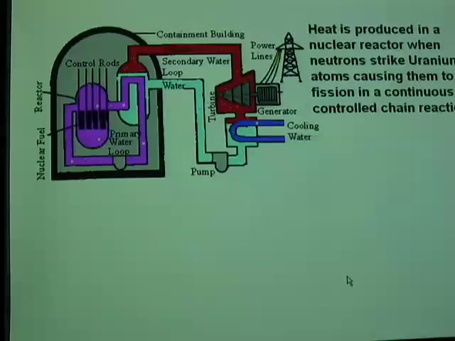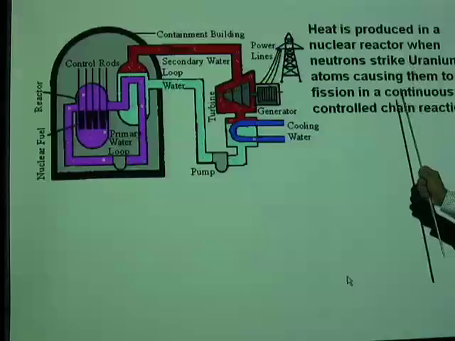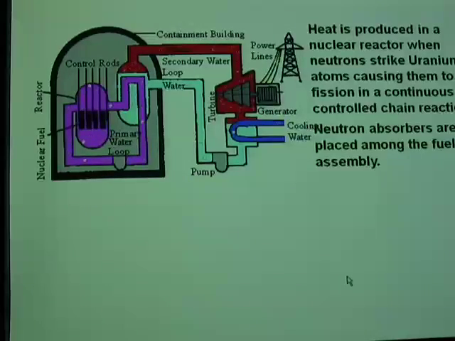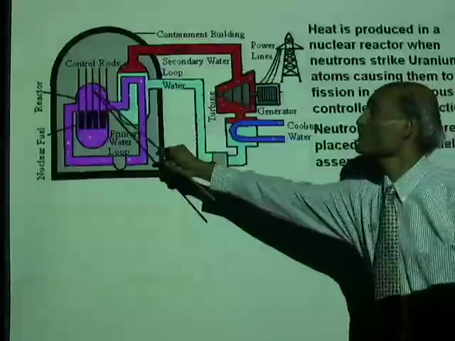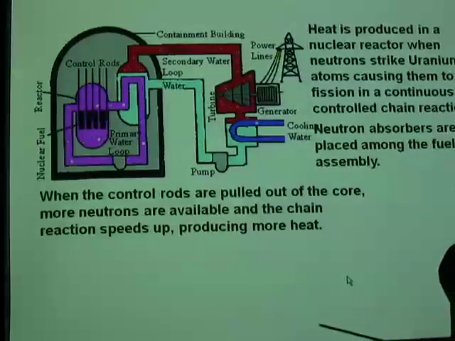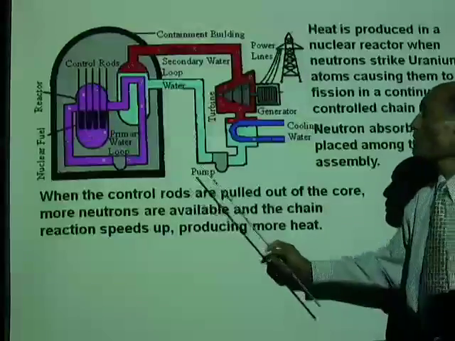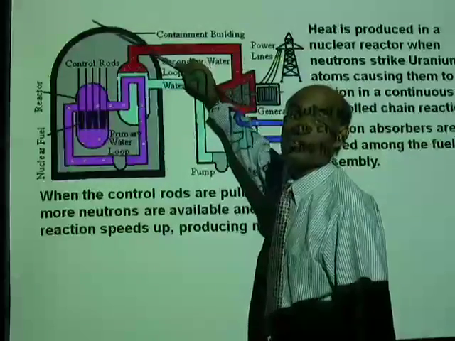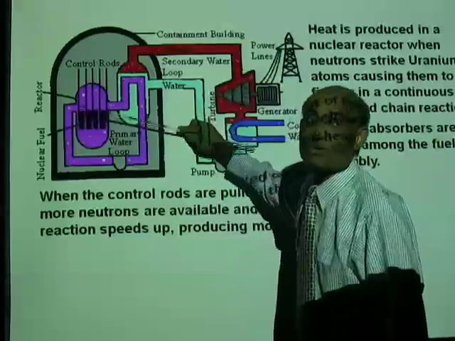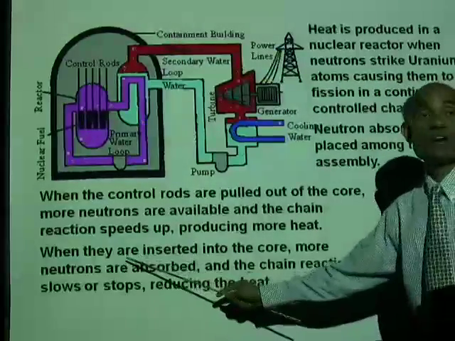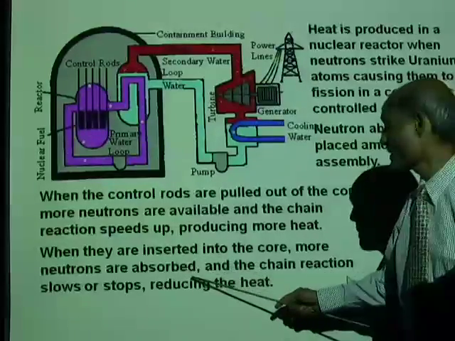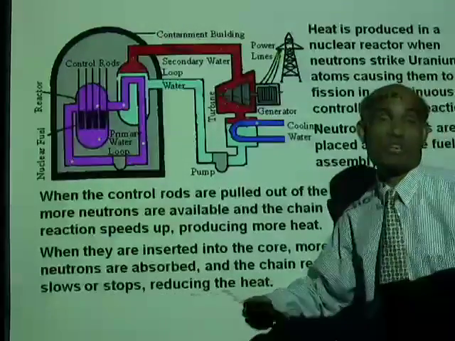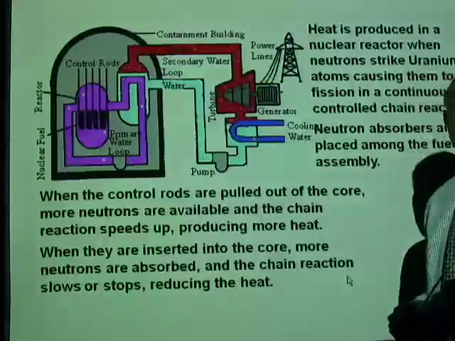So heat is produced in a nuclear reactor when neutrons strike uranium atoms, causing them to fission in a continuous controlled chain reaction. Neutron absorbers are placed among the fuel rods for achieving that controlling process. When the control rods are pulled out, you can actually shut down the reactor by pulling out the control rods. You can start the reactor by inserting the control rods. Now, when they are inserted into the core, more neutrons are absorbed and the chain reaction can be stopped or allowed to proceed in a controlled manner.